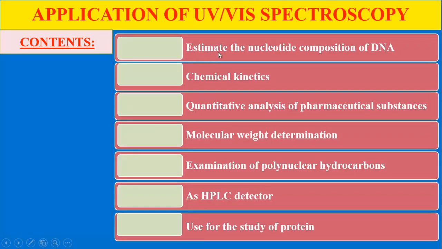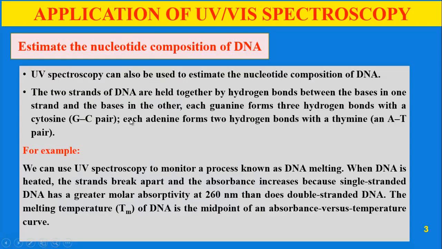First one is to estimate the nucleotide composition of DNA, then chemical kinetics, quantitative analysis of pharmaceutical substance, molecular weight determination, examination of polynuclear hydrocarbons, HPLC detector, and use for the study of protein. First application is to estimate the nucleotide composition of DNA.